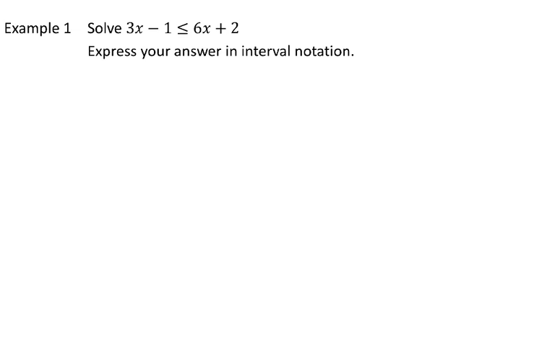It doesn't actually matter in this one, but I'm going to choose to isolate the x's on the left just to illustrate one thing that could cause you a hiccup. So to do that, I'm going to have to subtract the 6x. When I do that, 3x minus 6x, combining the like terms, would be negative 3x, minus 1 that we have, is less than or equal to 2.